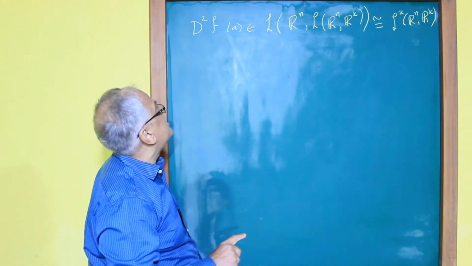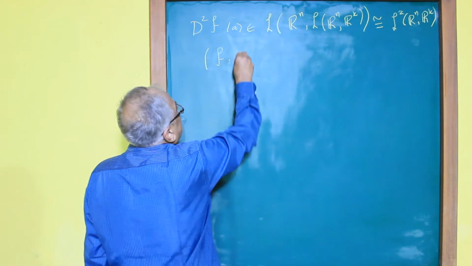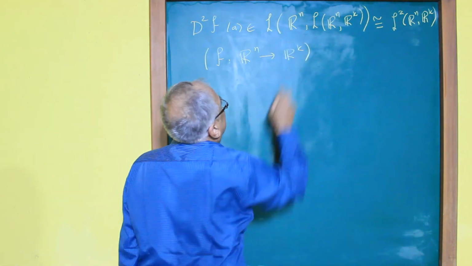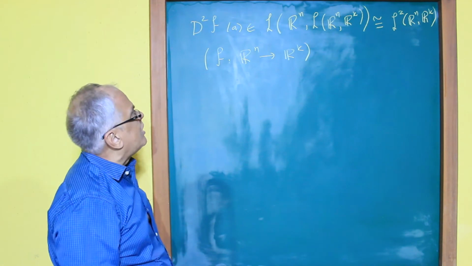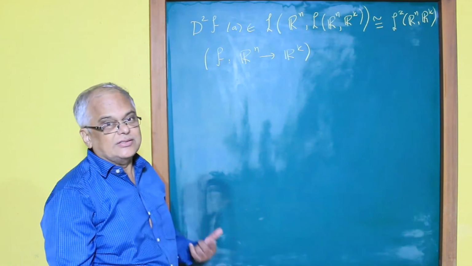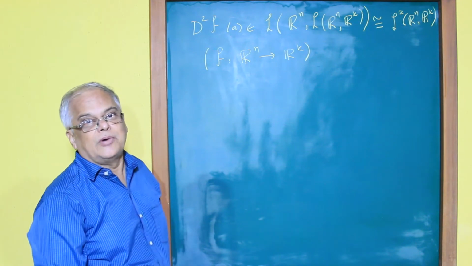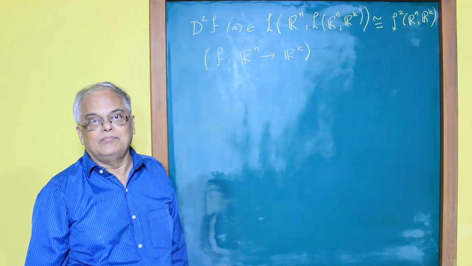So the second derivative of a function f from Rn to Rk can be thought of in two ways. It can be thought of as a linear map from Rn to linear maps from Rn to Rk, or as a bilinear map from Rn to Rk.